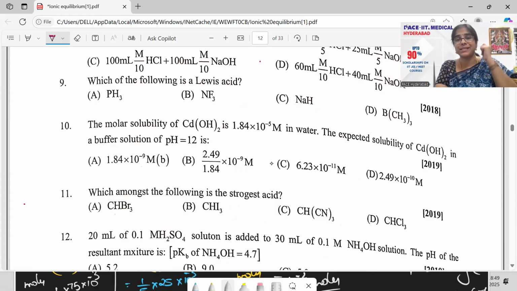Which of the following is a Lewis acid? Lewis acid, matlab lone pair, donor, right? So whoever can donate a pair, I'm so sorry. Lewis acid, right?